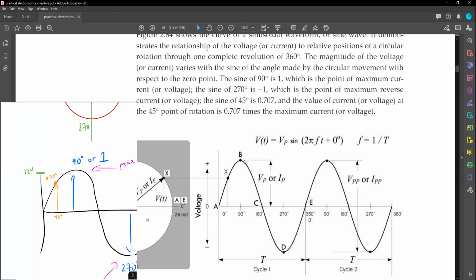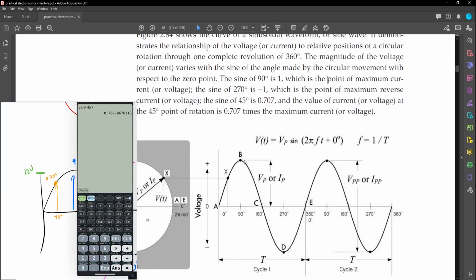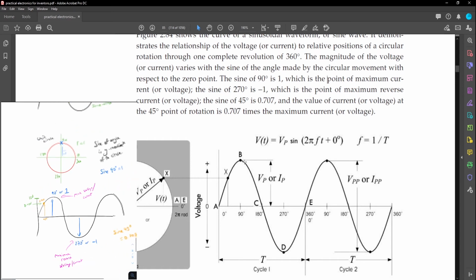So this is actually starting to make sense now. If this point here is 12 volts, then this 45 degree angle point is 12 times 0.707. So this point here is going to be 8.48 volts. That is sick.